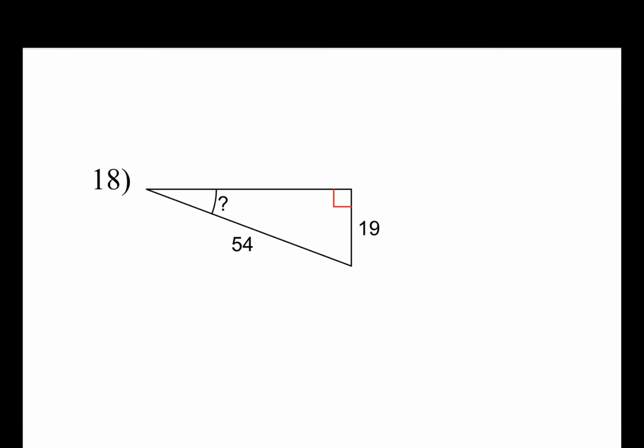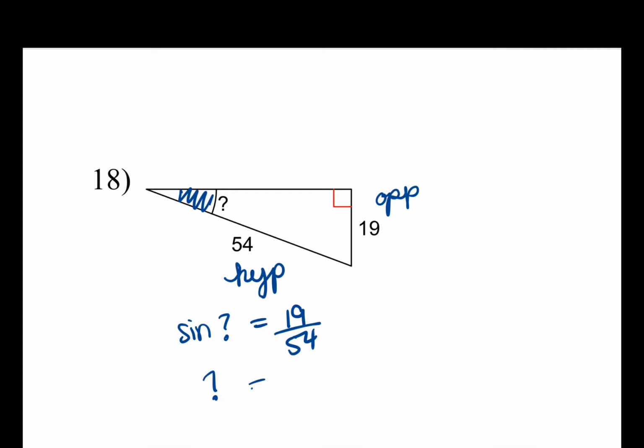Okay, last one. Here's my angle. 19 is opposite. 54 is hypotenuse. Opposite and hypotenuse, I'm using sine. Sine of question mark equals 19 over 54. So that means question mark is the inverse sine of 19 over 54, which when I round to the nearest tenth, after I put it in my calculator, I end up with 21.